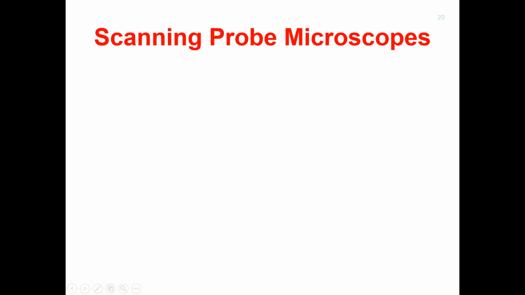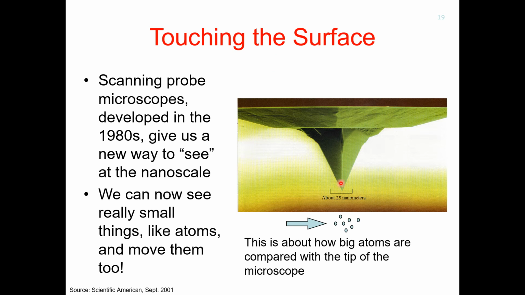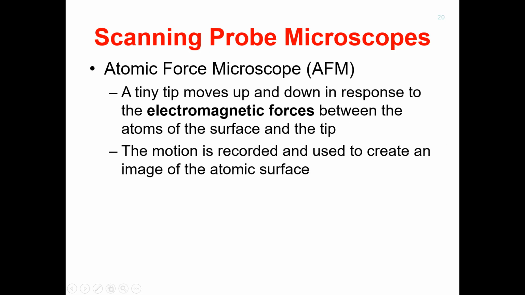I mean, it has a tip like this. This is a typical tip of the atomic force microscope. So it looks like this. So what happens? We have this tip, and this tip moves up and down in response to the electromagnetic force.